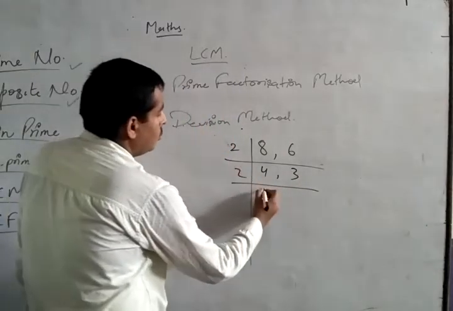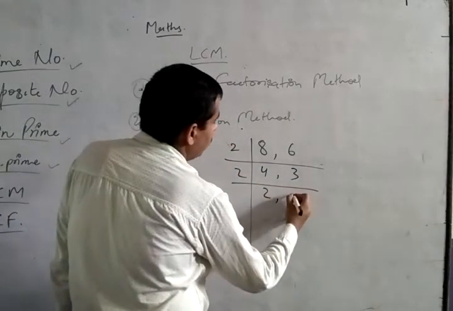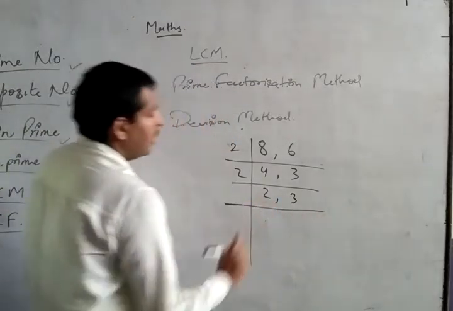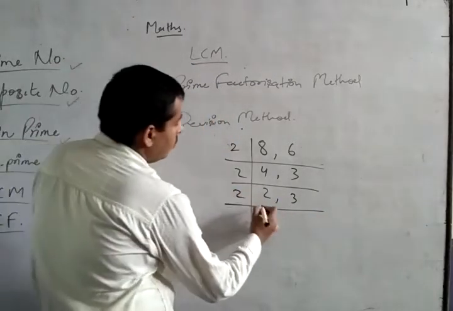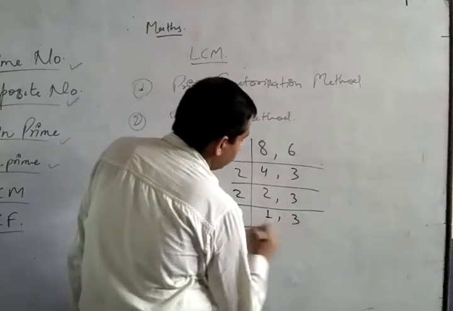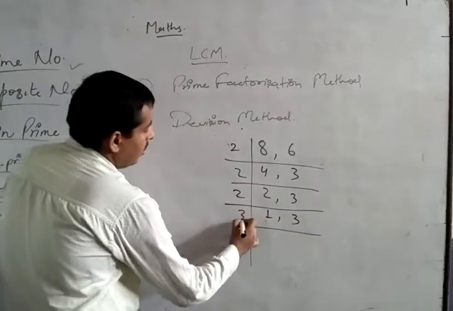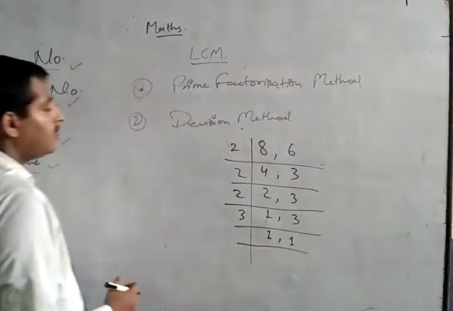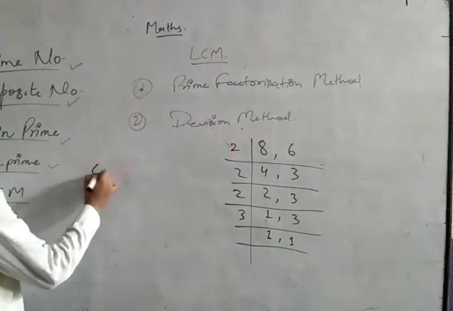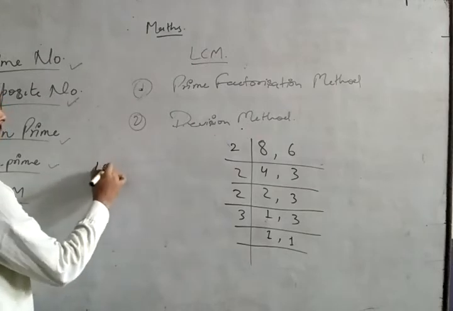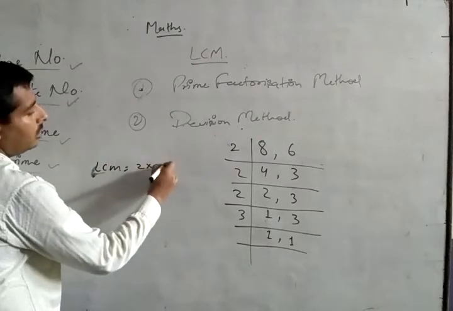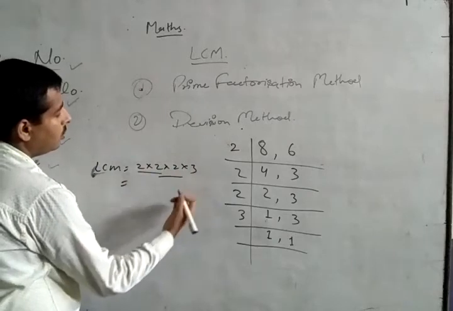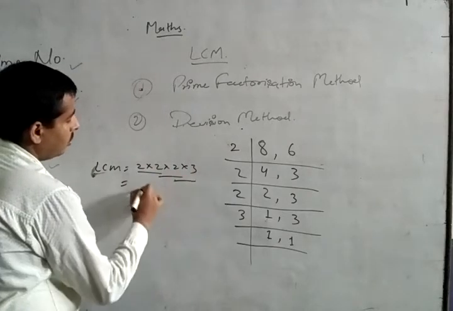Again 2 2s are 4, comma 3 doesn't divide by 2. Then we will write it as 3. Then again by 2, 2 1s are 2, 3 as it is. Now by 3 we will get 1, comma 1. Then this is our LCM. We will write LCM is equal to 2 into 2 into 2 into 3, which is equal to 2 into 2 is 4, into 2 is 8, into 3 is 24.